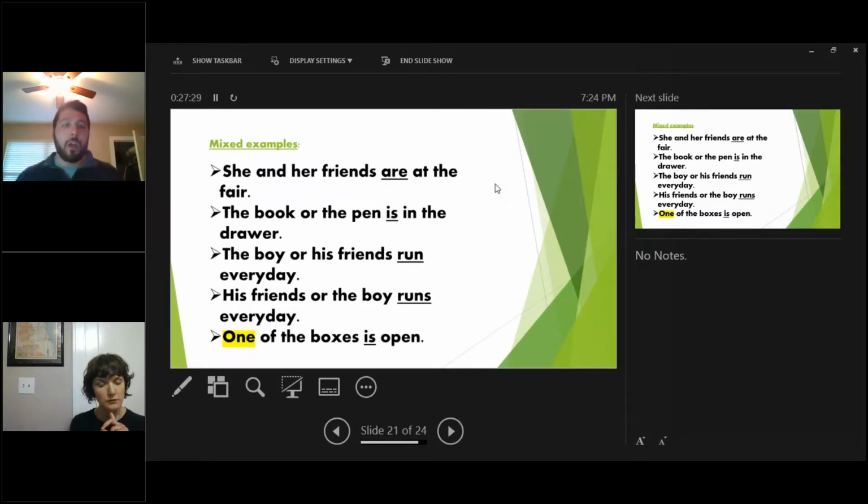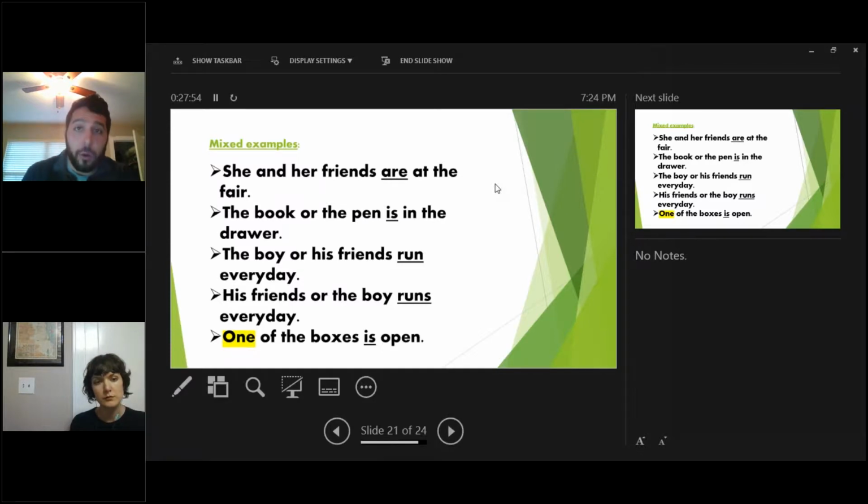Okay, here's a few more. She and her friends are at the fair. Compound subject, separated by and. So she is a subject, her friends are a subject. They're separated by and, so that's a plural subject, and it calls for a plural verb. The plural of be is are. She and her friends are at the fair.